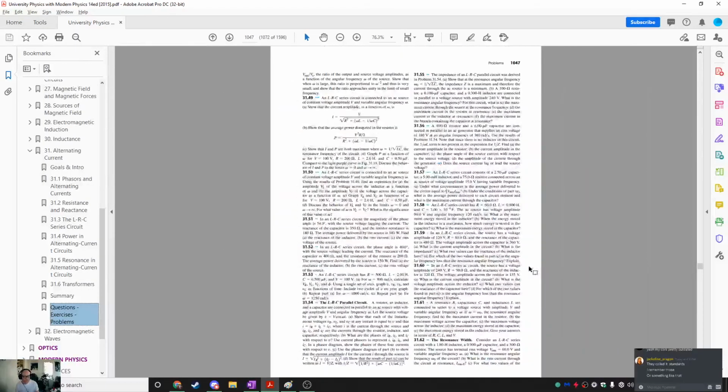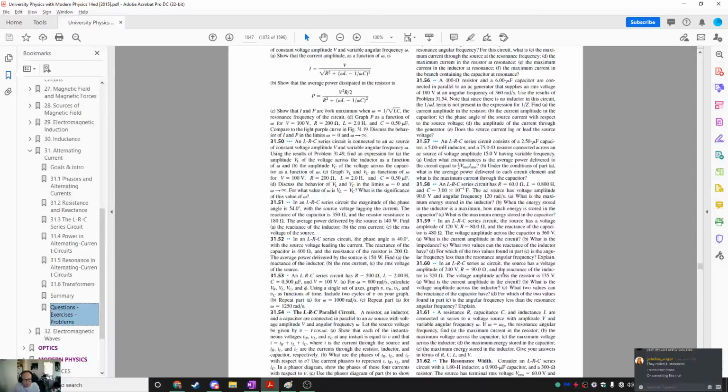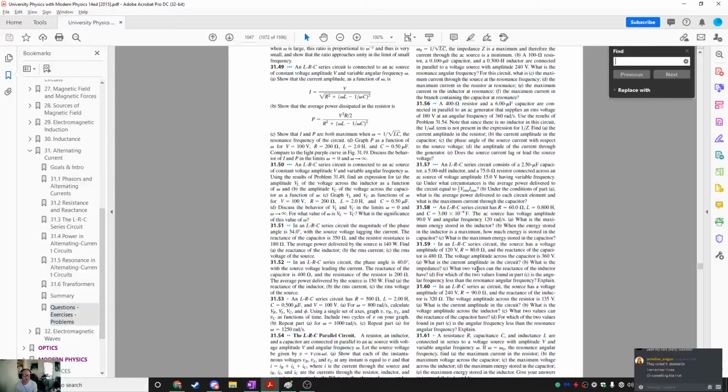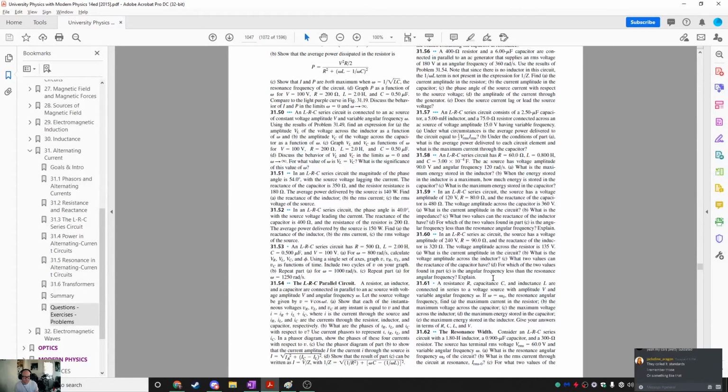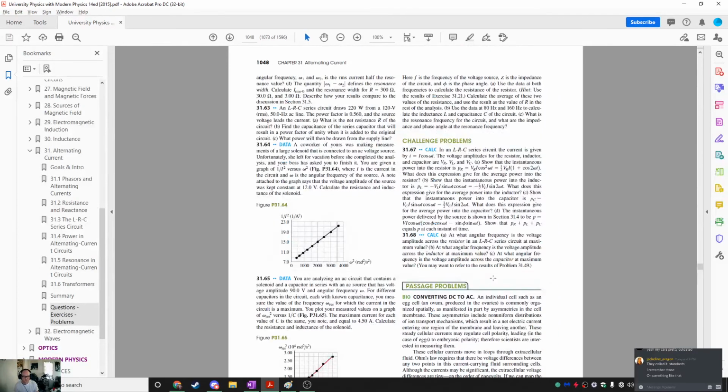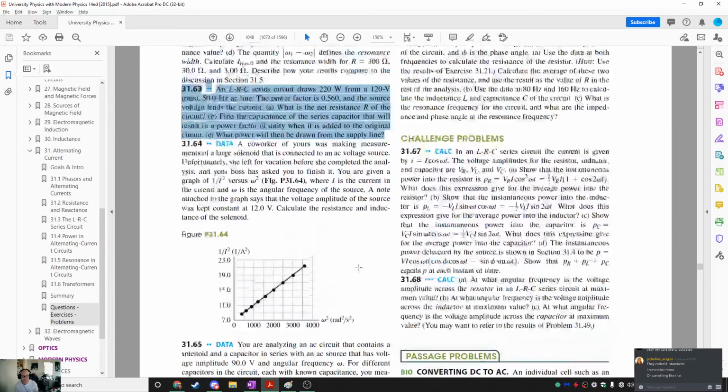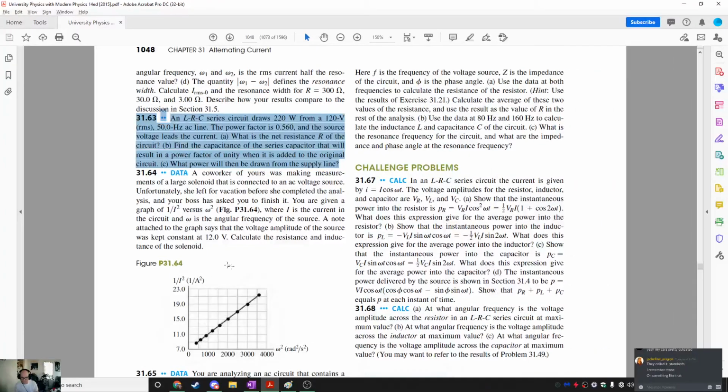I was trying to find a problem from the book before class, and I was going through these problems, trying to find one that said something about power factor. I didn't actually do a search. I wonder if this works. Will it actually search the thing? It's really slow. That also searched the entire textbook, right? I just want to search the page. Oh, there it is. This is the one I want to do. I couldn't find this earlier. I don't know why. Now I found it.